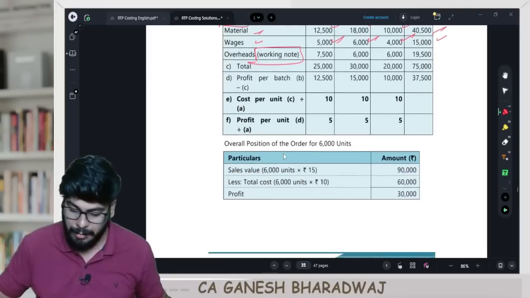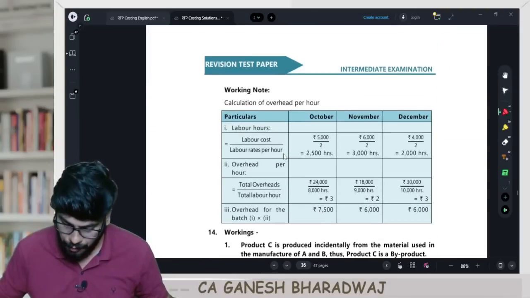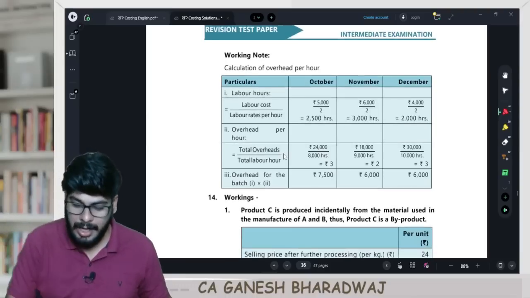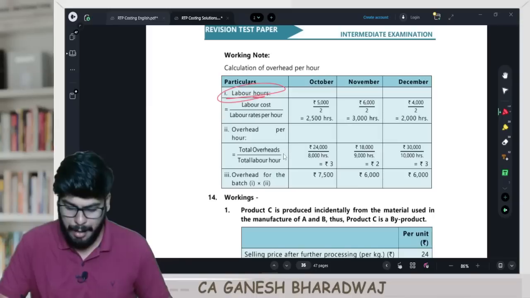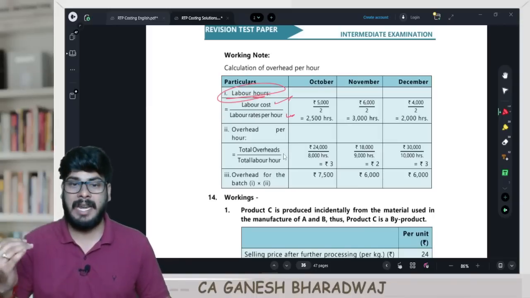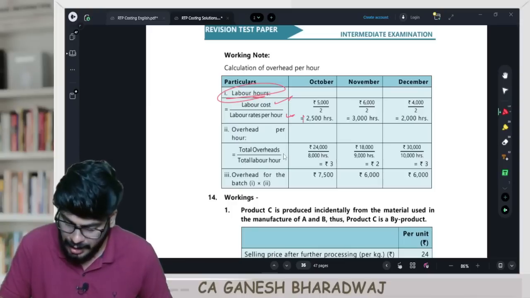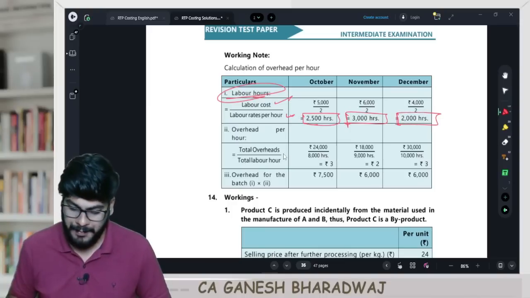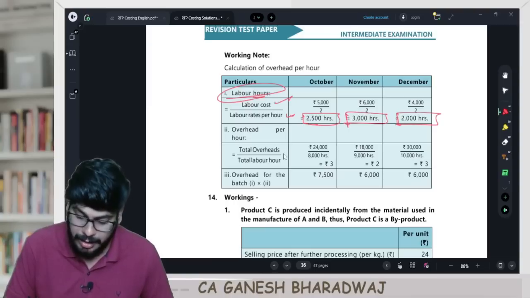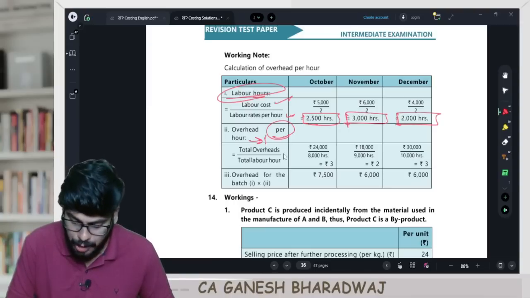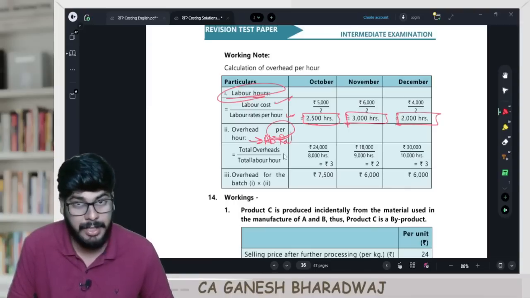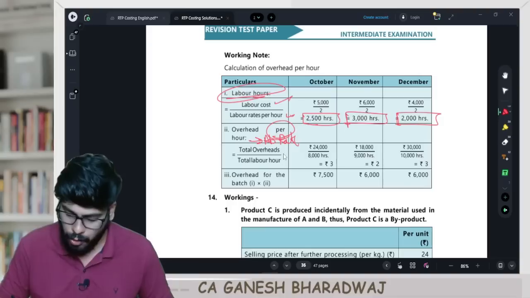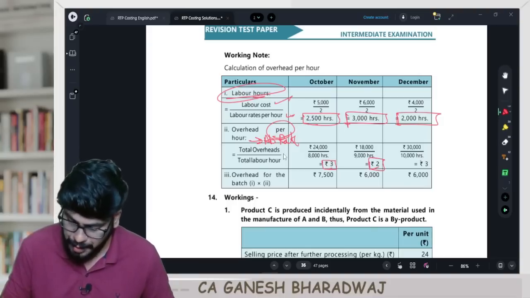So you can just come down and you can just see here. Now look at this. First step is to what? Calculate the labor hours. How do you calculate the labor hours? Labor cost divided by the labor rate per hour. So you get the labor hours. We calculated this: 2,500, 3,000 and 2,000, right? And then overhead cost per hour. This is basically your absorption rate. To be more specific, this is nothing but your predetermined rate. It's going to be how much? 3 rupees, 2 rupees and 3 rupees.